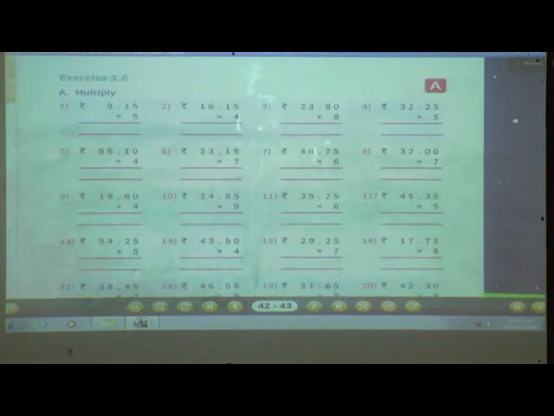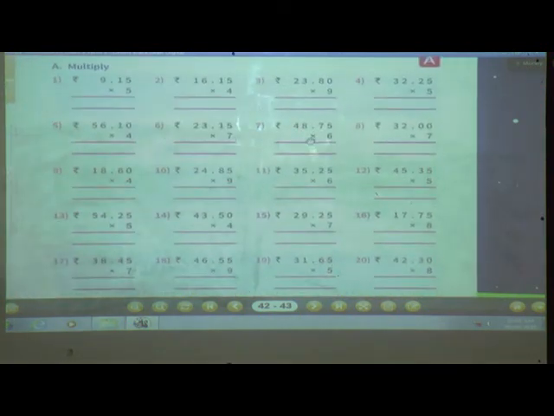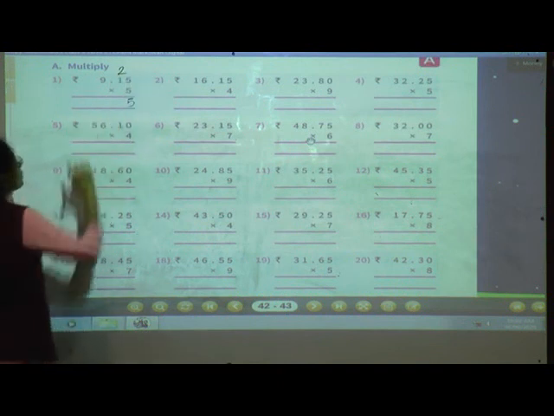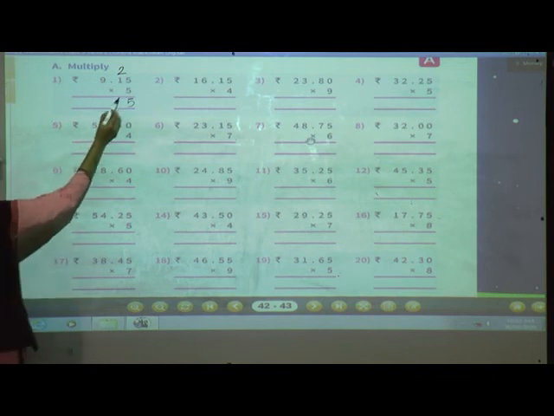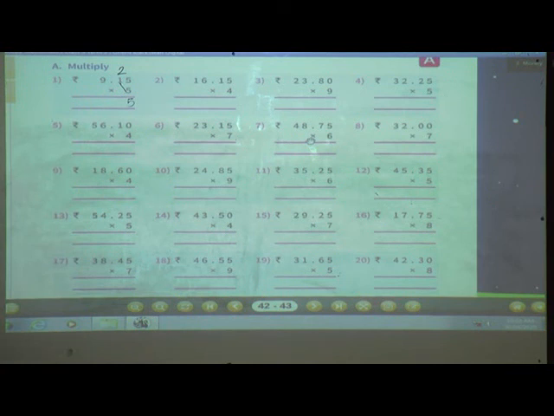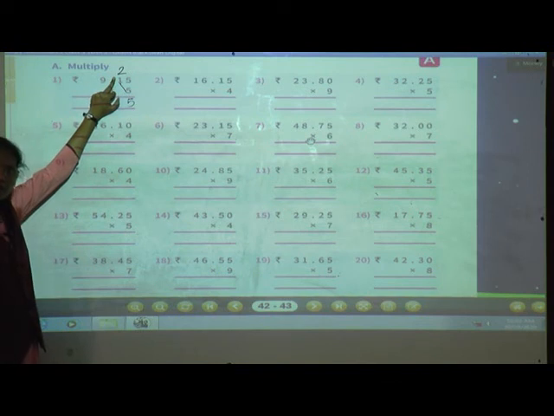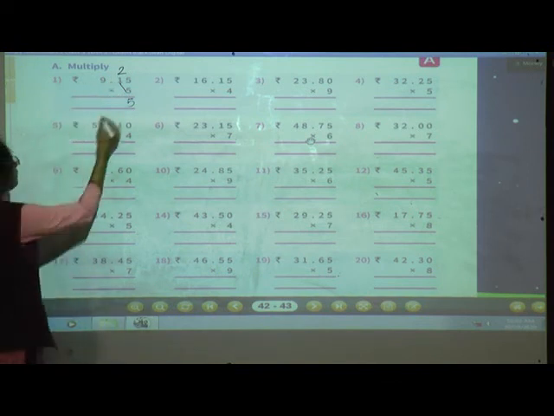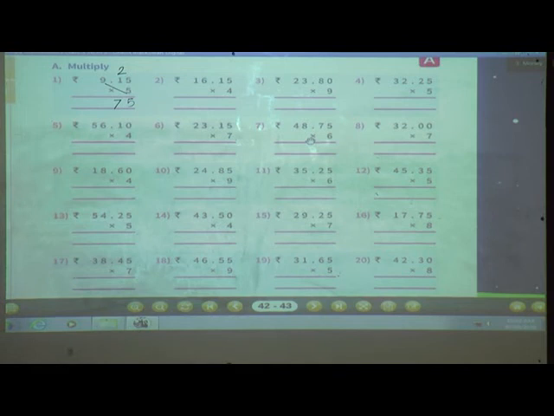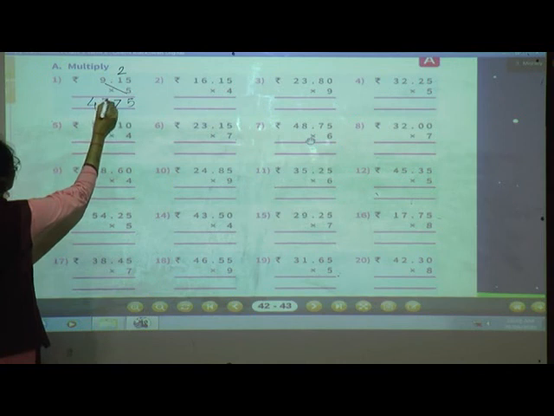So we will write 5 at ones place. Then we will give 2 as a carry to the next place. Then here 5 into 1. 5 ones are 5. Then this carry we have to add. 5 plus 2, 7. So we will write here 7. Now we will do the multiplication of 5 and 9. 5 nines are 45. So here we will write 45.